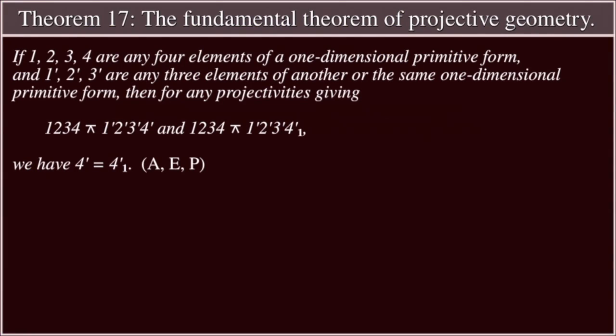The fundamental theorem of projective geometry. If 1, 2, 3, 4 are any four elements of a one-dimensional primitive form, and 1', 2', 3' are any three elements of another or the same one-dimensional primitive form, then for any projectivities giving 1, 2, 3, 4 projective with 1', 2', 3', 4', and 1, 2, 3, 4 projective with 1', 2', 3', 4 sub 1', we have 4' equal to 4 sub 1'. Assumptions A, E, and P.